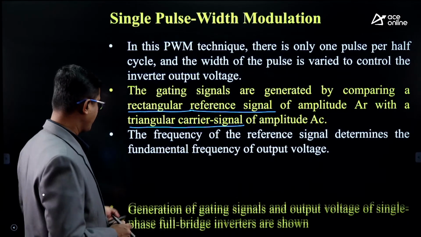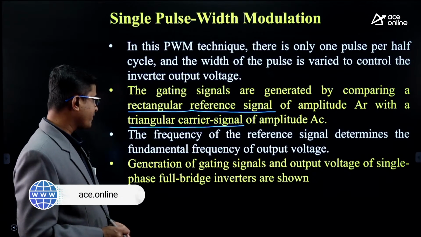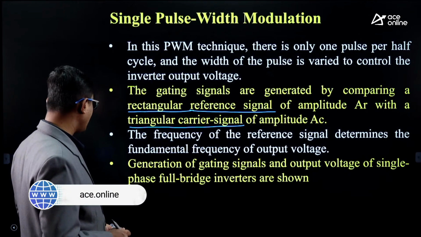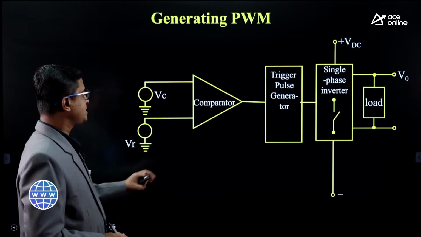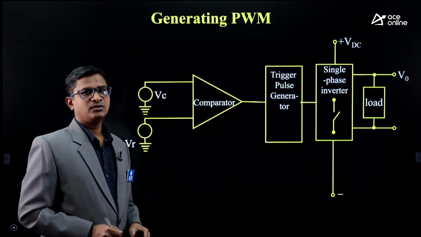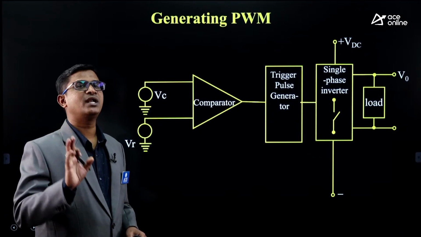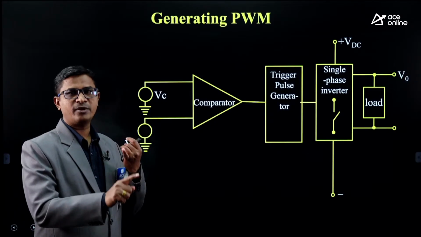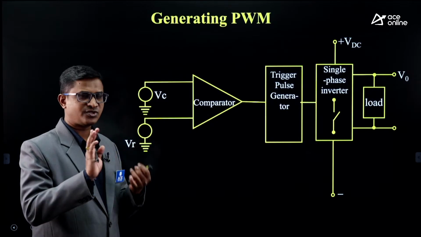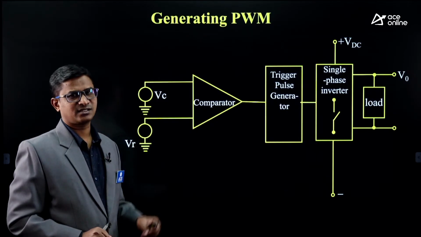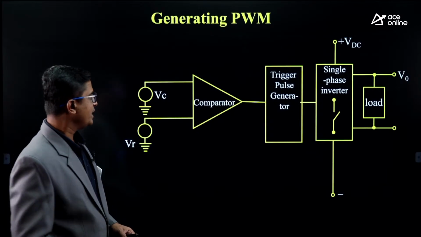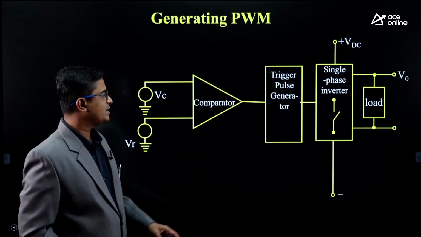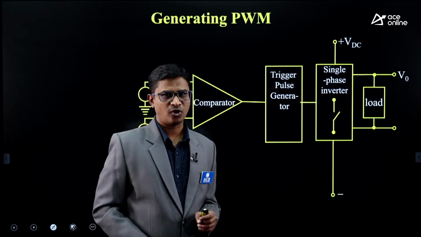Generation of gating signals and output voltage of single phase full bridge inverters are shown. Let us discuss. This is the block diagram which is applicable for all the PWM techniques: single PWM, multiple PWM as well as sinusoidal PWM. It is very simple. It has two major blocks only, one is the comparator block and the second is the trigger pulse generator block.